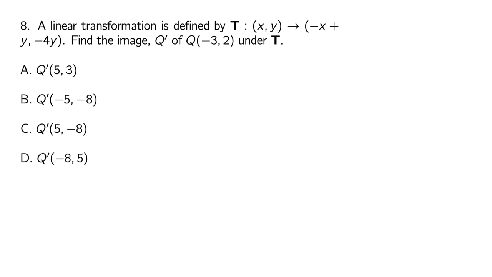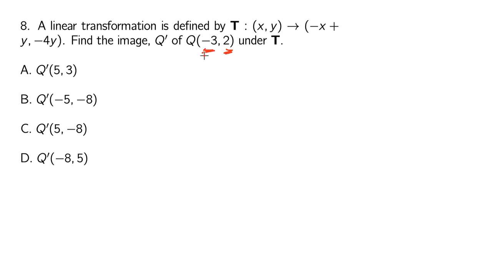All right, the next problem says a linear transformation is defined by T such that (x, y) goes to (minus x plus y) for one coordinate, and for the second coordinate minus 4y. So find the image Q prime of Q (minus 3, 2). The image of this, we first have to see what minus 3 is going to become, and then we'll see what 2 is going to become.